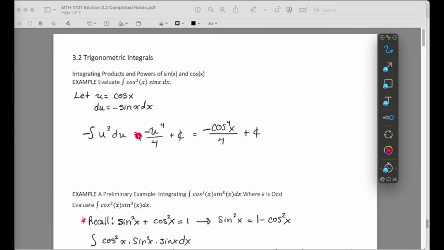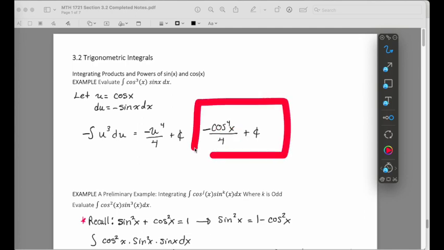And so now I can use the power rule for integration, and I get negative u to the fourth divided by 4 plus our constant. And then when I go back and substitute in so that we have everything in terms of x, our final answer is going to be minus cosine to the fourth x over 4 plus c.